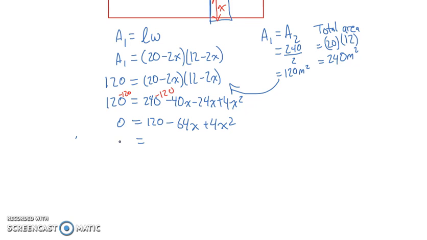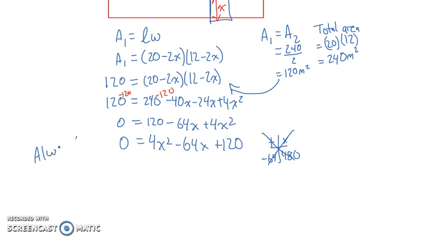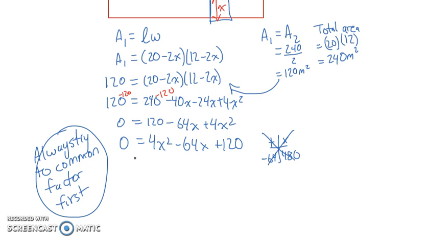Well, that's almost in the ax squared plus bx plus c form. So let me just change the order of those. All right, just put the 4x squared first and the 120 last. But you may notice something here. We could go ahead and factor that and try to find two numbers that add to negative 64 and multiply to 4 times 120, which is 480. But that would be something that we would do a little prematurely, because the first thing we always try to do when we factor is common factor. And that's going to make our job a lot easier if we common factor here.